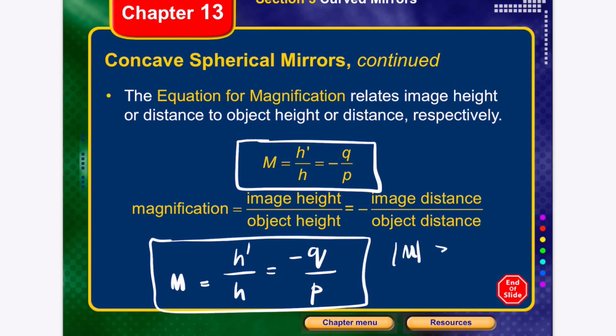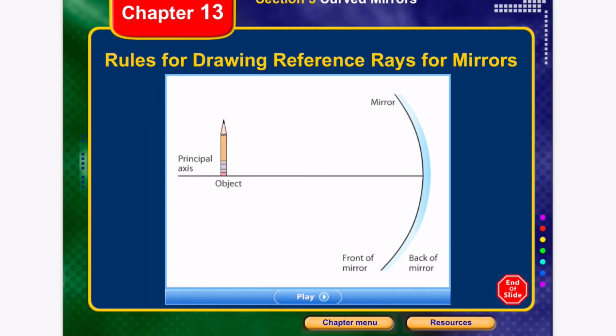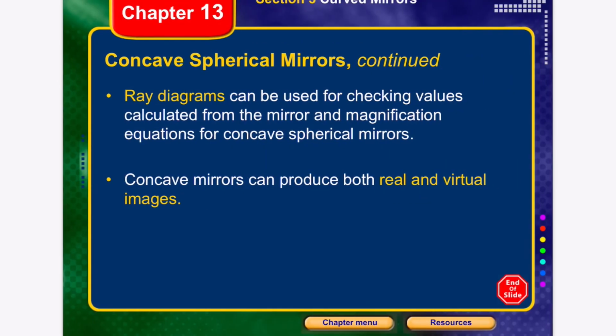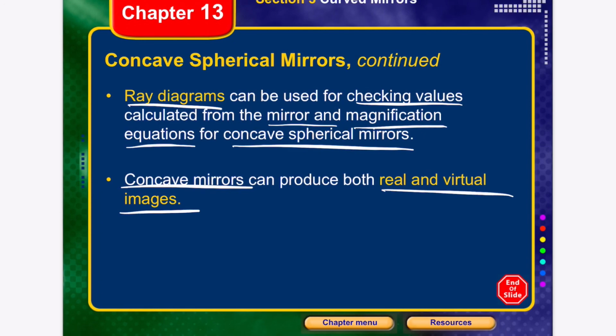If the modulus of M is greater than 1, then it's an enlarged image. If the modulus of M is less than 1, then it's a diminished image. Remember that modulus represents the absolute value, so without the sign. Take the negative sign out, and whatever value of M is left is the modulus of M. You can use ray diagrams for checking the values calculated from the mirror and magnification equations for concave mirrors. Concave mirrors can produce both real and virtual images.